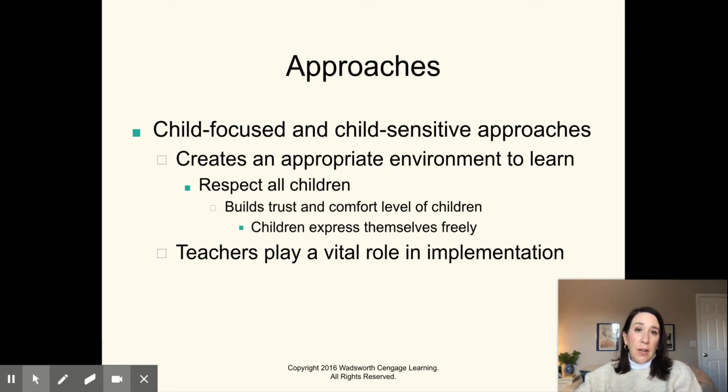We want to do child-focused and child-sensitive approaches, which are developmentally appropriate. We want great experiences where children can learn, a wonderful environment where they can learn, someplace they feel comfortable. The things that we know are that children who are comfortable and secure have a much easier time learning, and we need to give them the freedom and the security to do that. And of course, we as teachers are important.